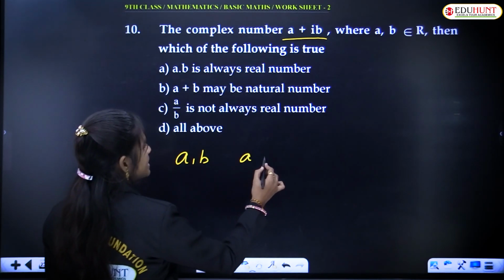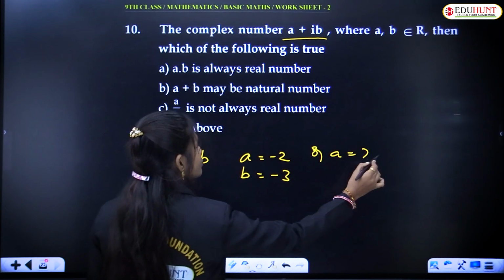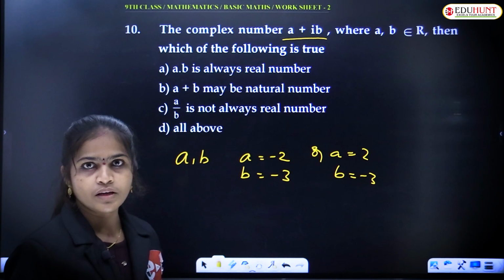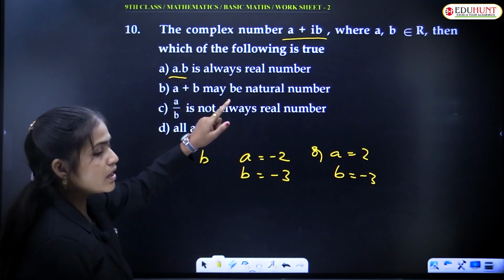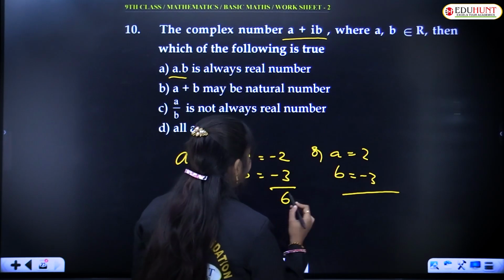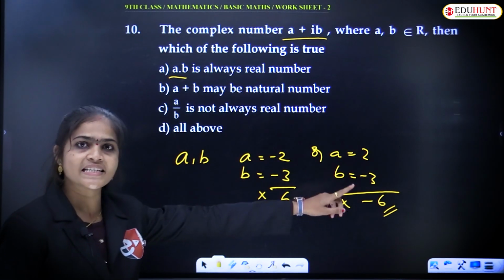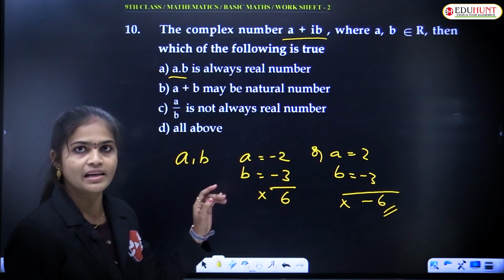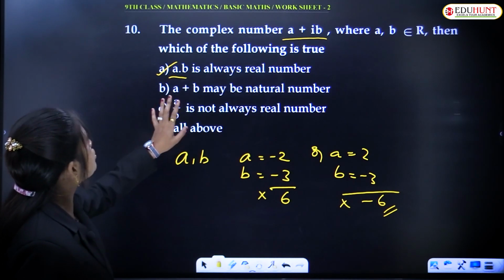So let a equal minus 2, b equal minus 3, or a equal 2, b equal minus 3, or a equal minus 2, b equal 3. Anyway you can take any real numbers. So the condition: see that a into b is always a real number. Yes, 2 into 3 is plus 6 and here minus 6. So 6 is a real number, minus 6 is also a real number. Positive numbers are real numbers and negative numbers are also real numbers. So the first one is clear.